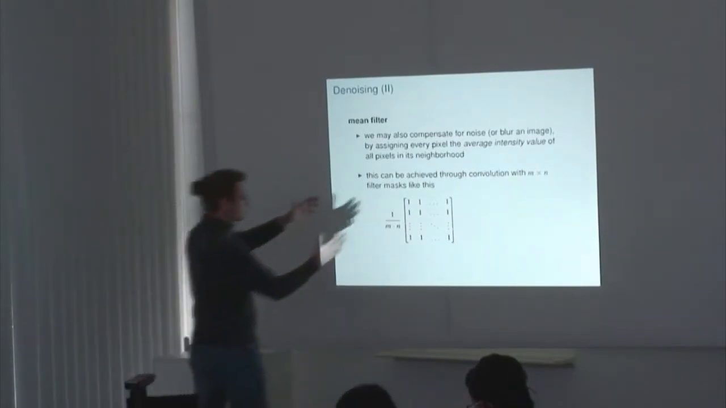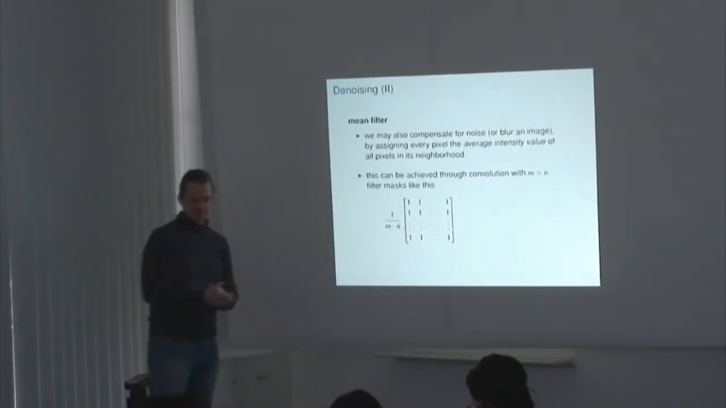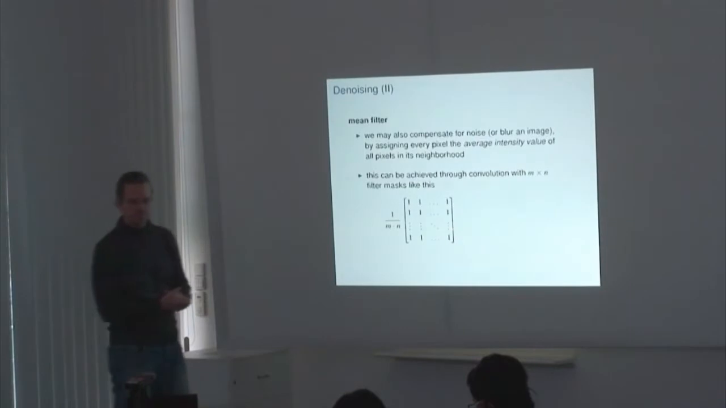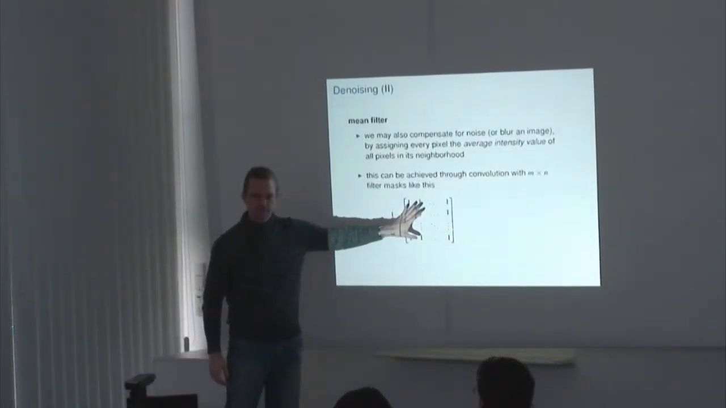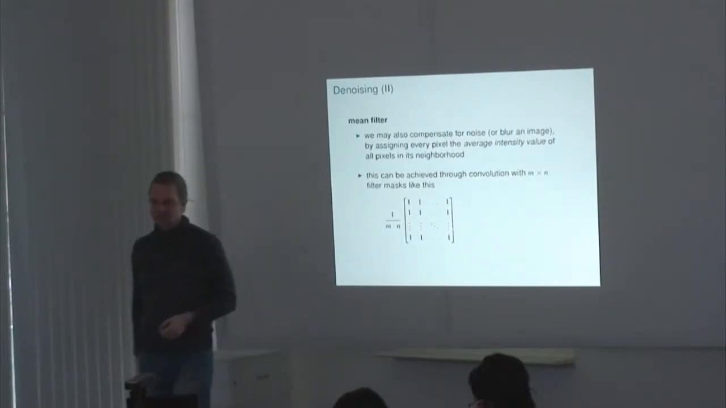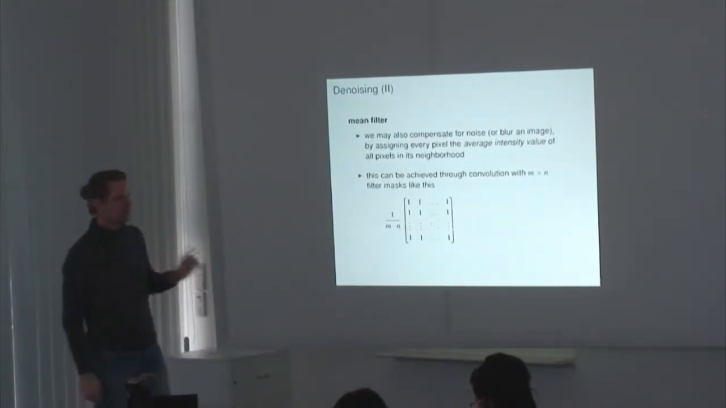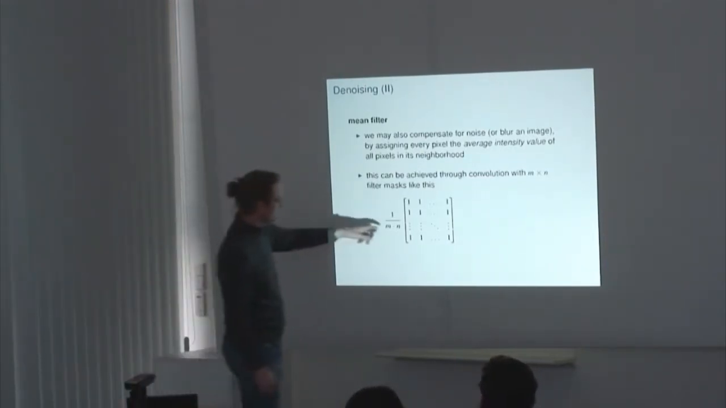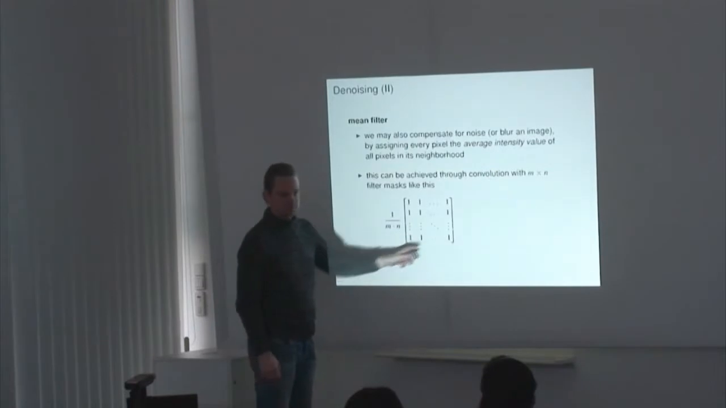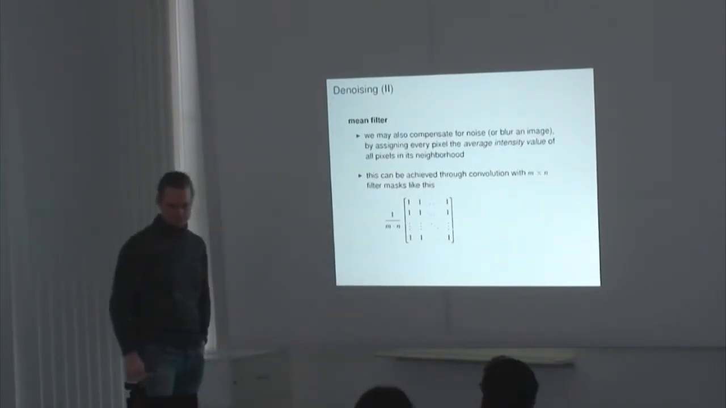Now expressed in terms of a convolution mask. Right? If we convolve an image with this filter mask, what we get is that every image pixel will now be assigned the average value of all the pixels in this neighborhood. And the neighborhood is defined by the extensions of this mask. Okay?